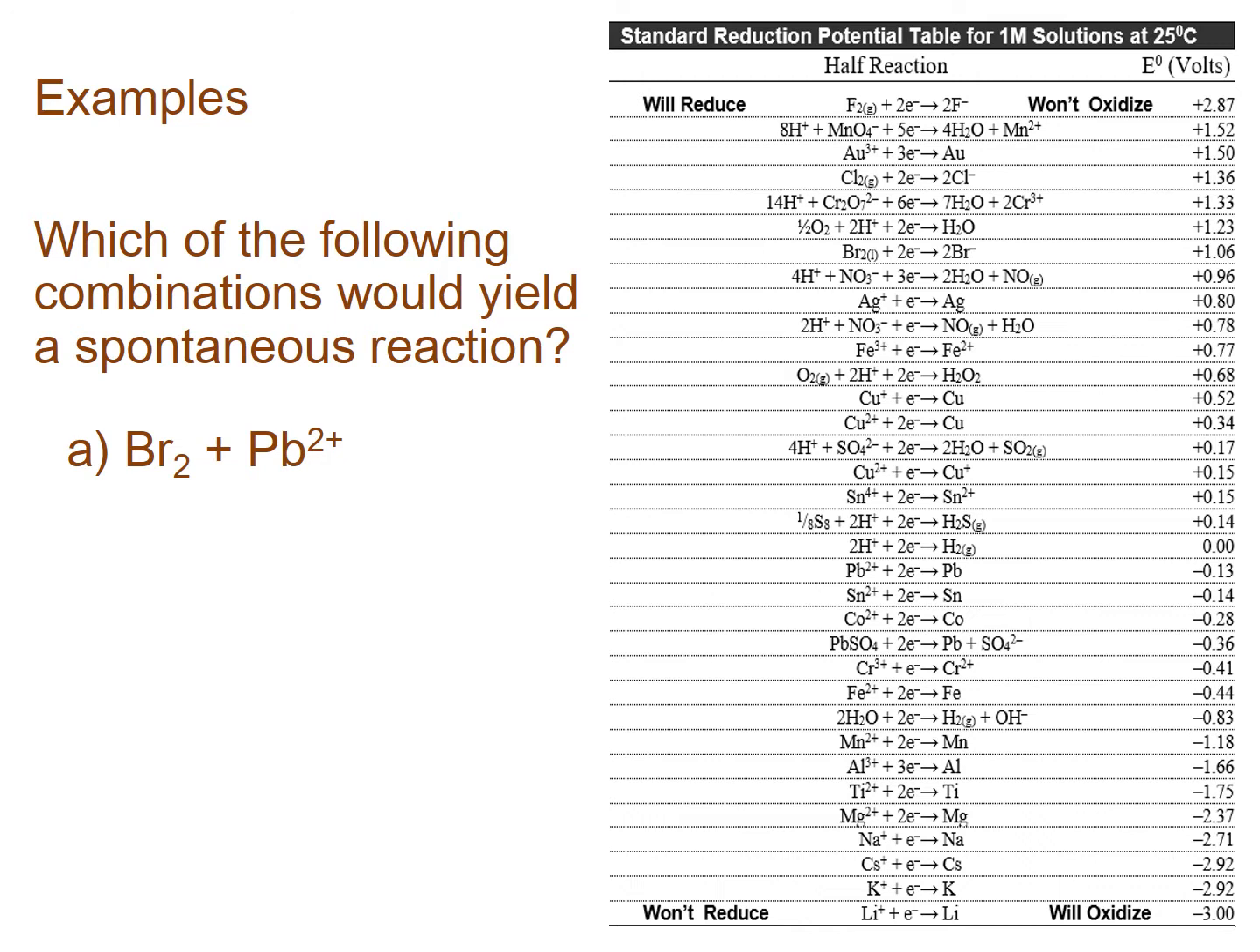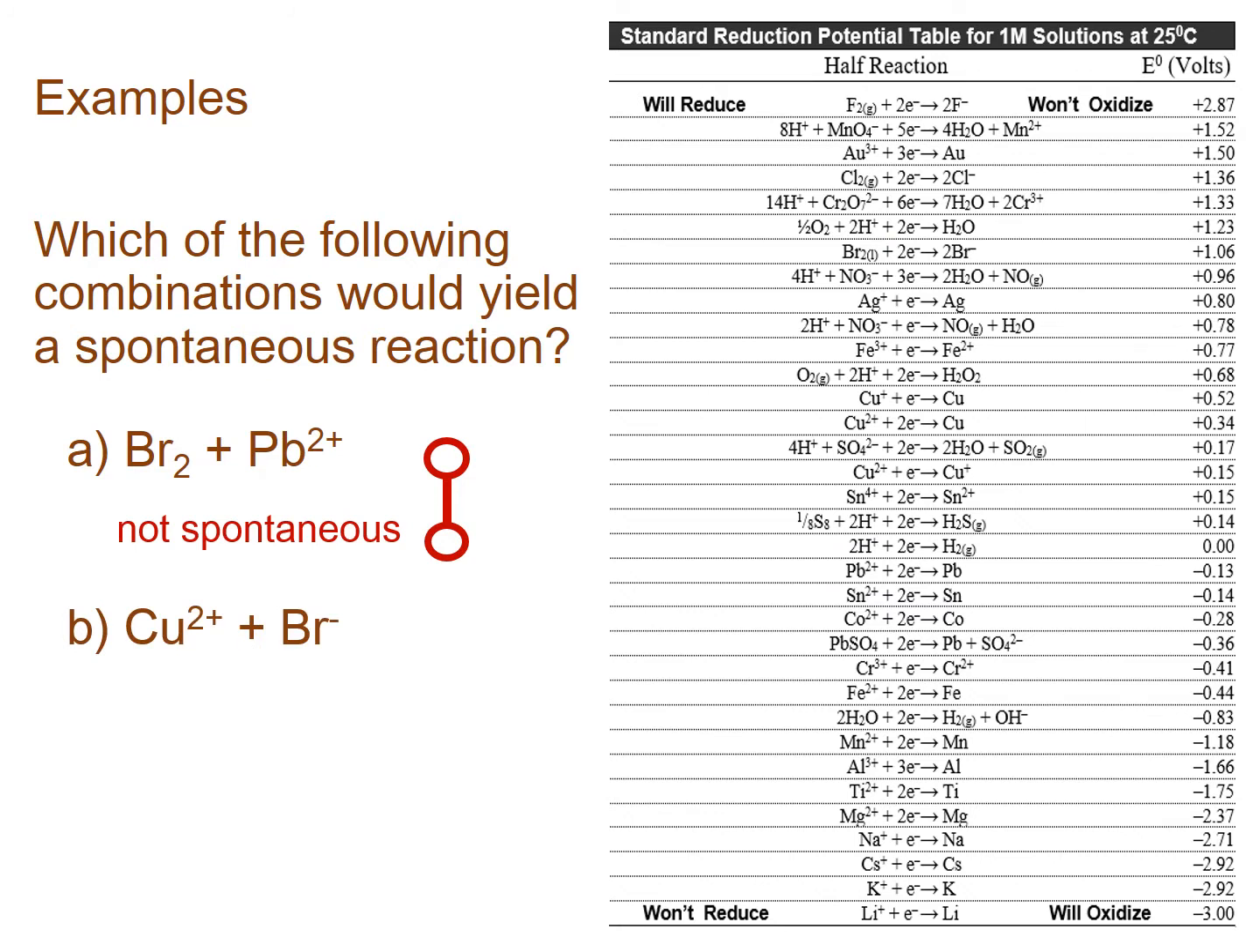Welcome back. So you found Br2, it's over here, and Pb2+ over here. That's the only place they are located. They are directly over top of one another. They are not in a will position, so that means the reaction is not spontaneous. Good job. Now for B.